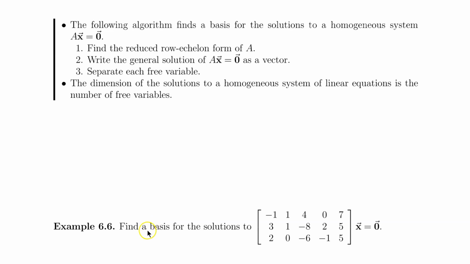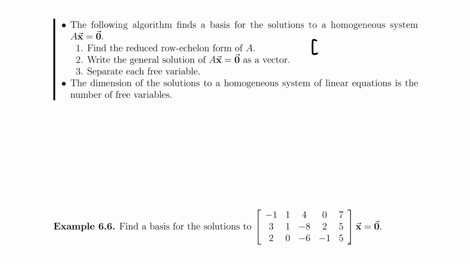We know that the set of all solutions to a homogeneous system of linear equations is going to be a vector space. So now there is an algorithm that we can use to find a basis for that vector space, and we will start by just finding the set of all solutions to this equation. We will first find the reduced row echelon form for the matrix A here.